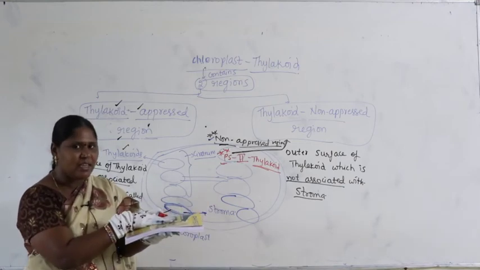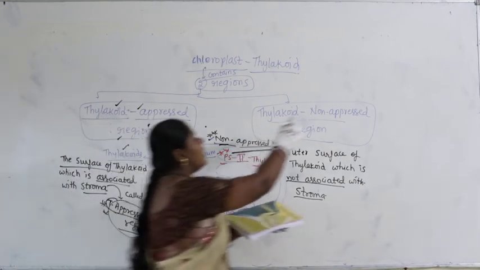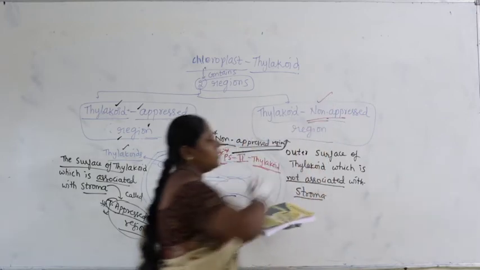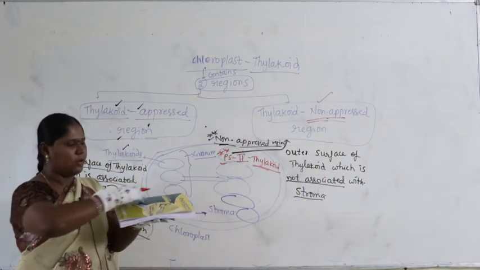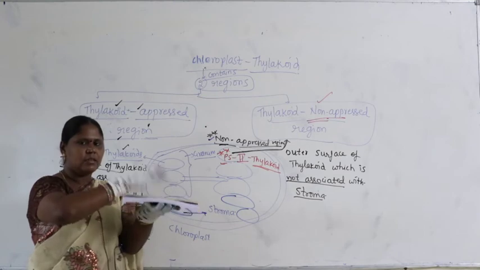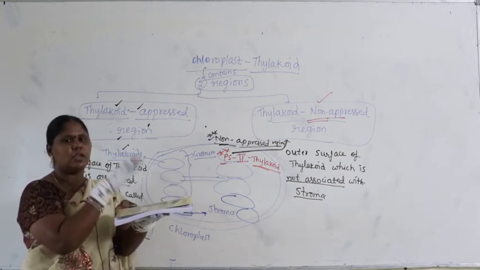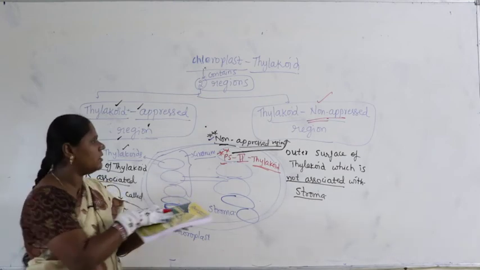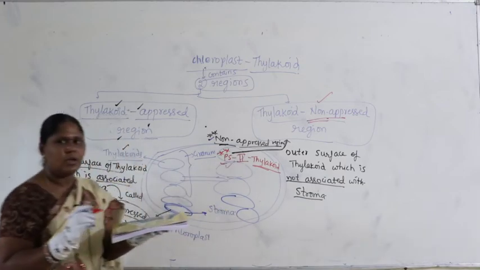So what do you call this? This is called the non-appressed region. The outer surface of the thylakoid, which you can see on this side, is called the non-appressed region. Who is present here? PS2 is present, right?